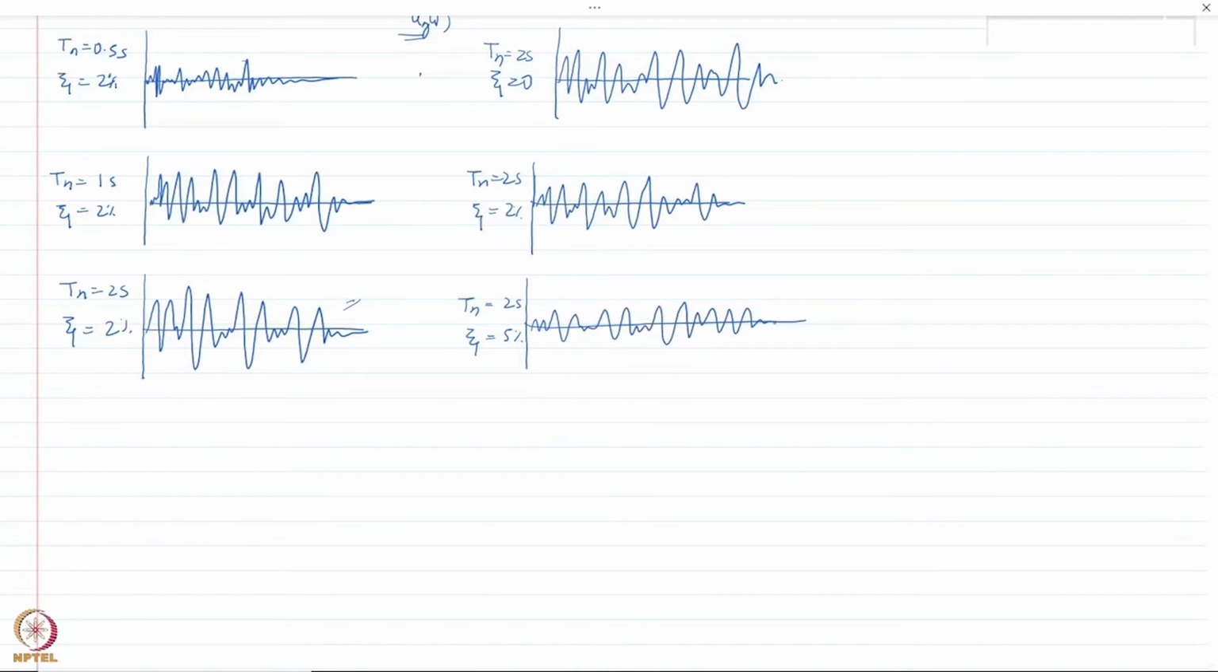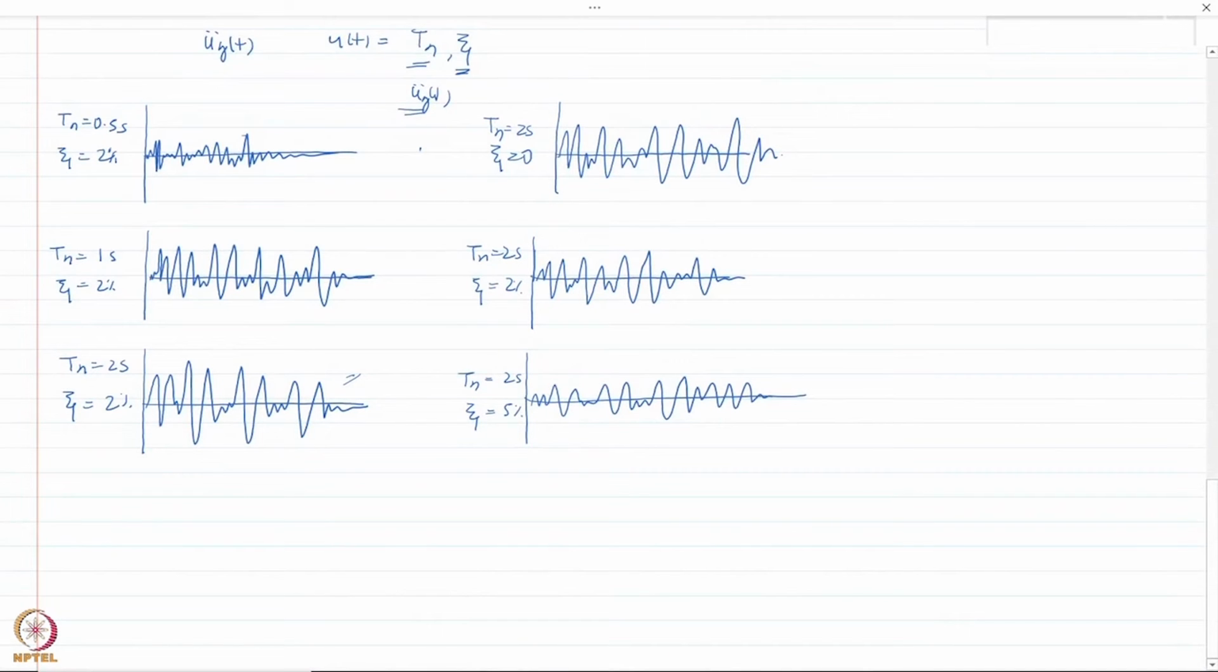You can go ahead and obtain the response of any single degree of freedom system subject to a selected ground motion with different time period and damping, and these types of characteristics would be obtained. So two things are to be noted here. First, the response of a linear elastic single degree of freedom system can be completely characterized using the time period of that structure and the damping of the structure. So this you have to keep in mind.